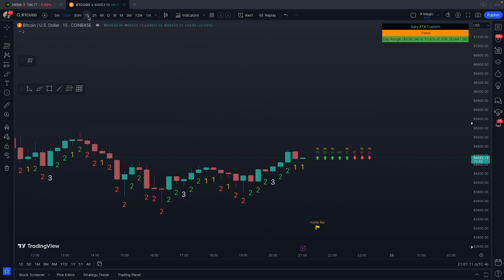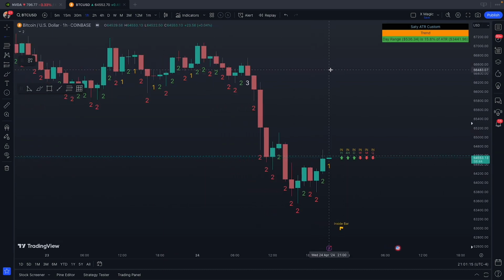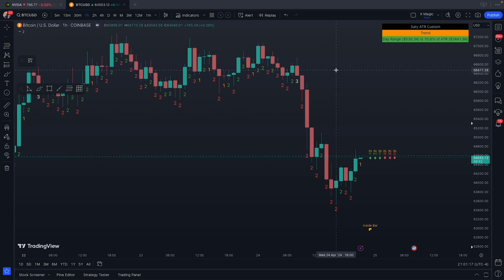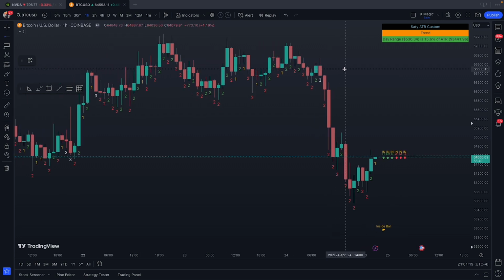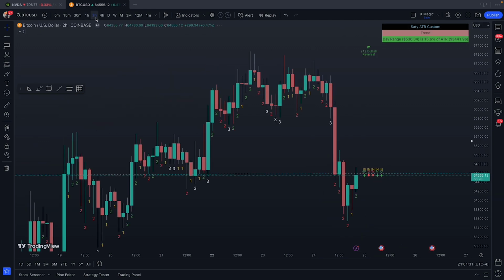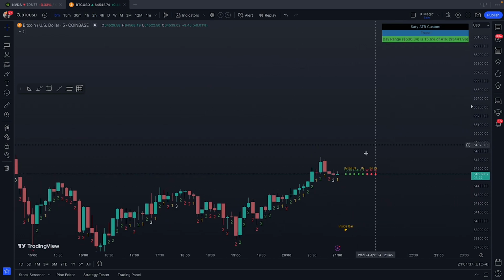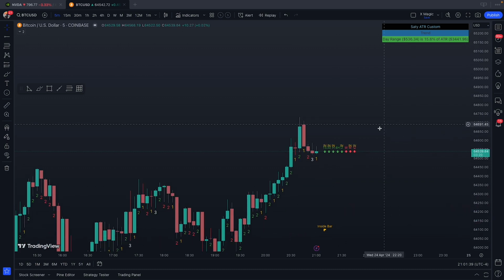The 312 on the Bitcoin chart. Which 312? I don't see any 312. I don't see it either. Let's try... maybe it was the 4 hour, the 5 minute. Oh, so like this 3-1 that's setting up now.